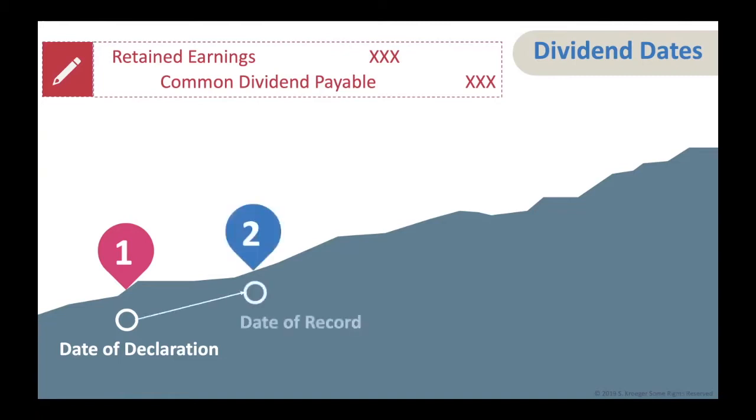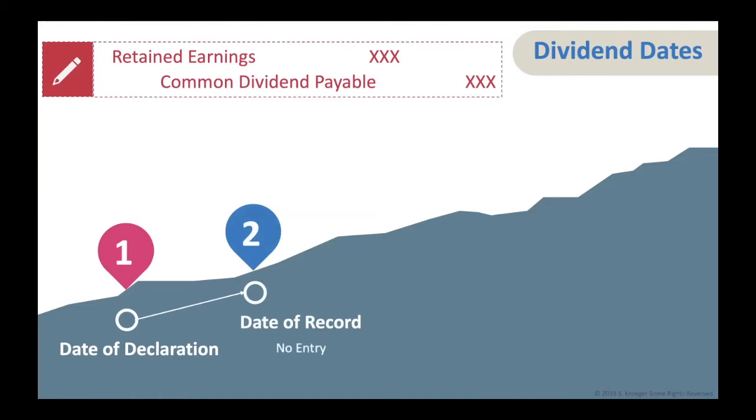The second date to take note of is the date of record. Investors need to be a shareholder by the record date in order to receive the dividend. This date is usually a few weeks after the declaration date. Potential investors have time to decide if they want to buy stock or not in time to receive the dividend. On the record date, there is no journal entry.